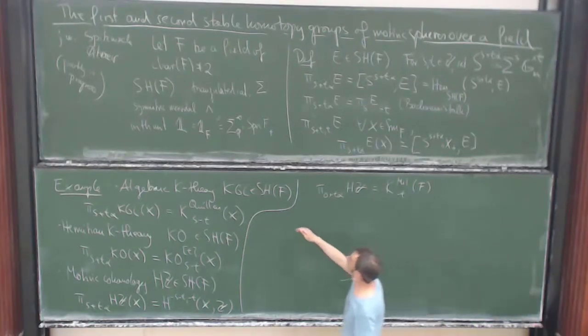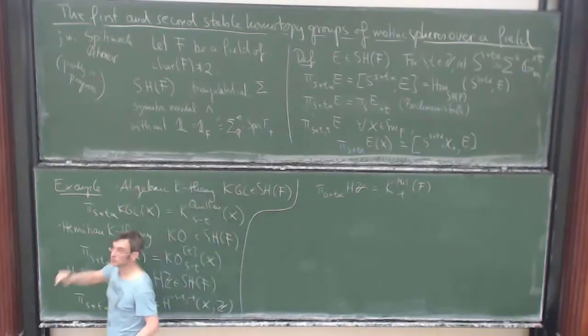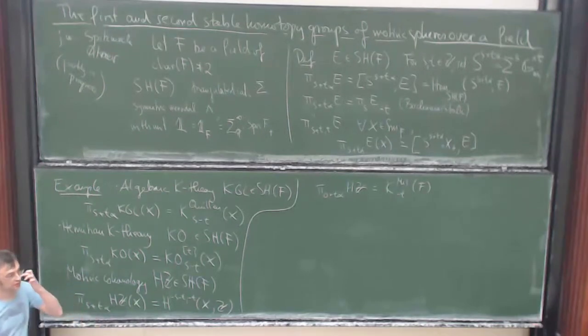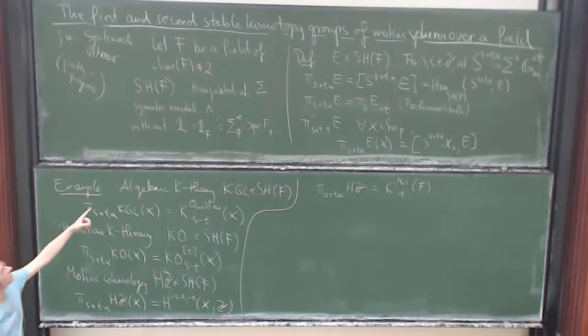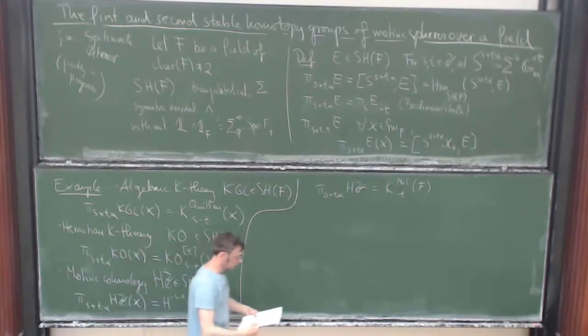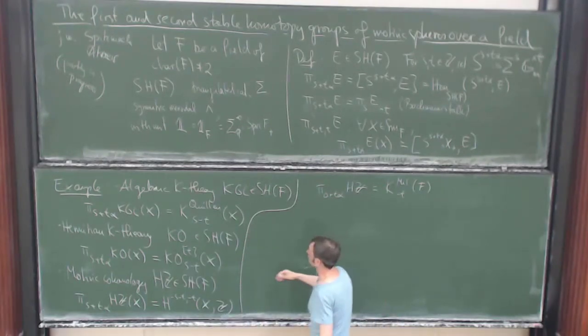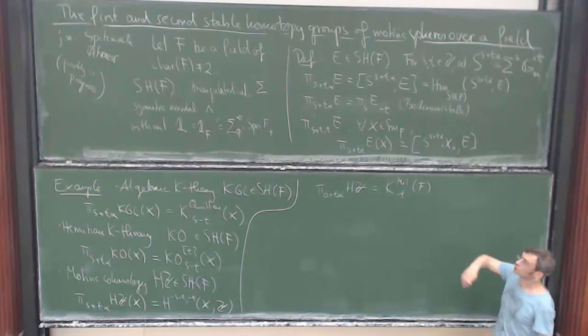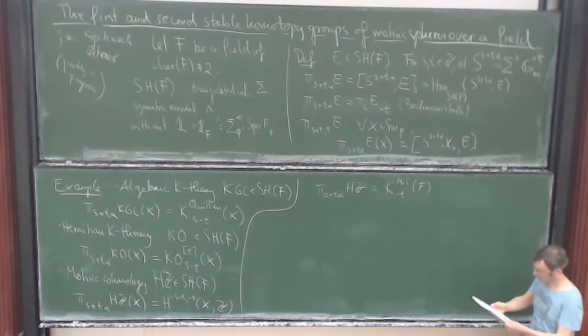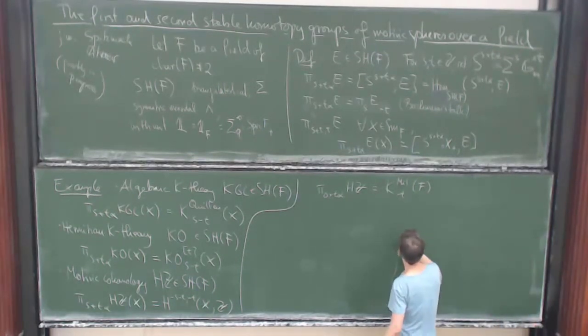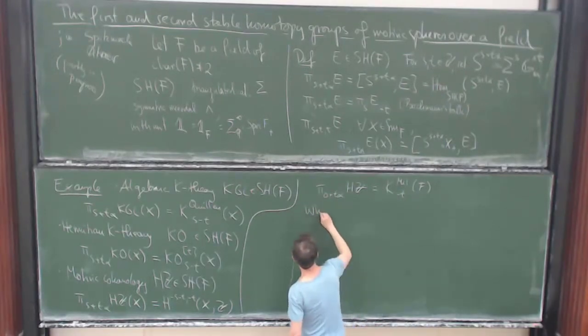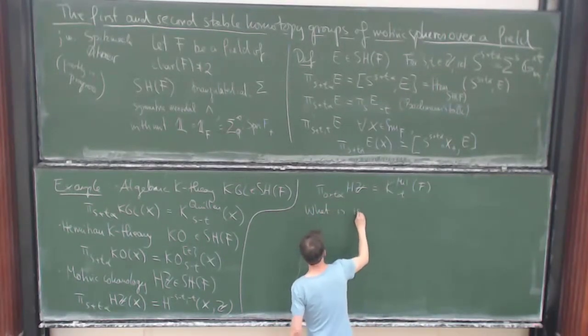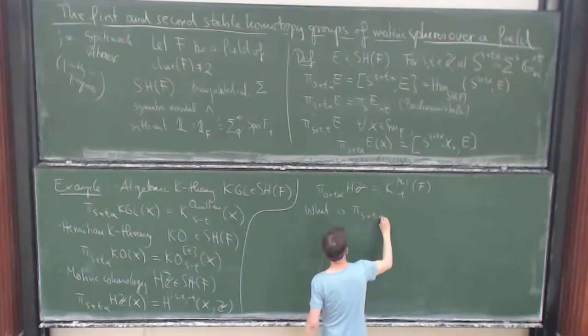So from this it follows that every P1 spectrum, every object in this category, is a module over the sphere spectrum, the unit. So on all these groups, the homotopy groups of the sphere spectrum act. So it's an interesting question to ask what these groups actually are.